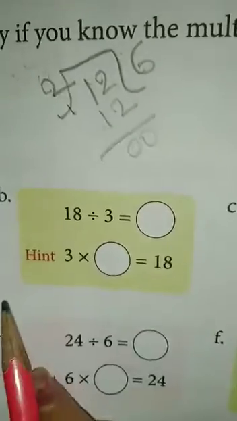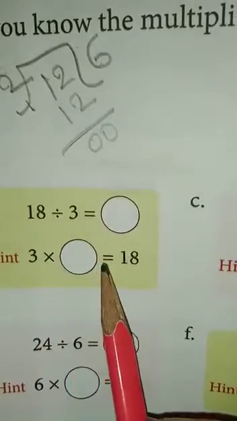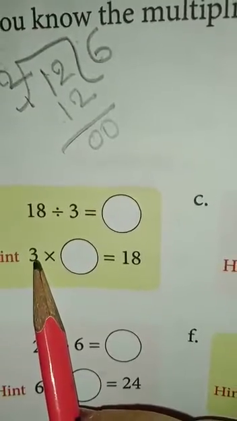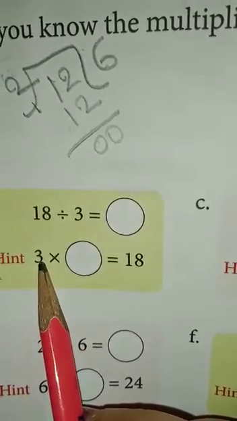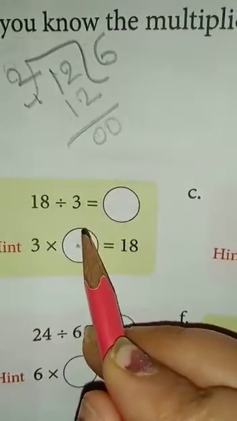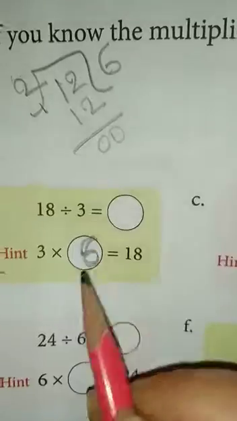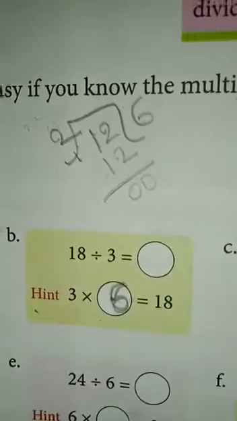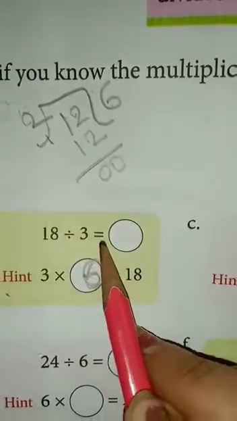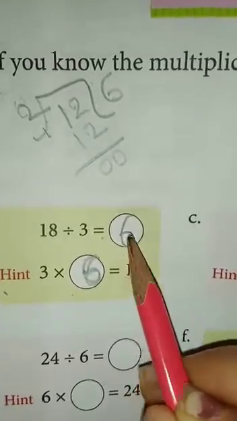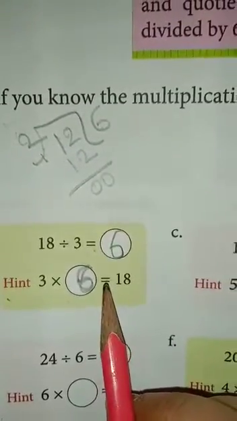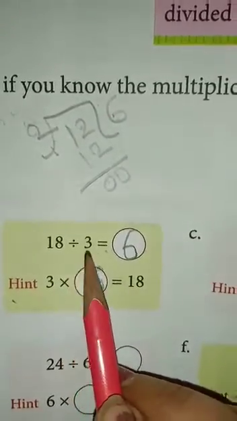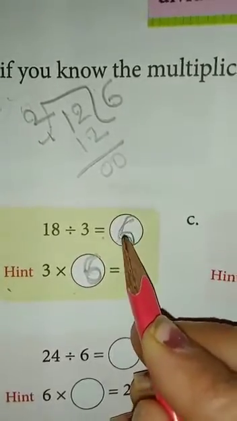Next one. Students, here the hint is given, 3 into blank is equal to 18. 3 ones are 3, 3 twos are 6, 3 threes are 9, 3 fours are 12, 3 fives are 15, 3 sixes are 18. We already know the 3's table. So 18 divided by 3 is equal to, answer is 6. We are doing division using tables.